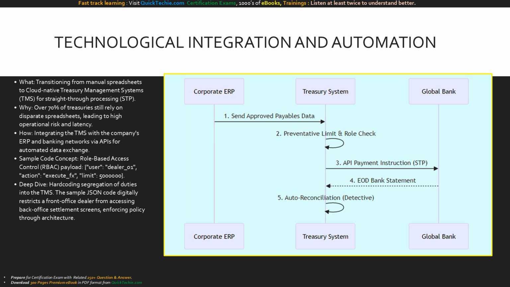Fourth, at the end of the day, the bank sends the electronic statement back to the TMS. Finally, the TMS executes auto-reconciliation, acting as our automated detective control. It is fast, efficient, and highly secure.